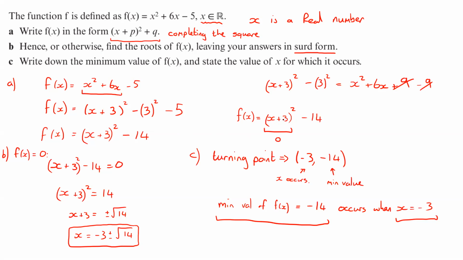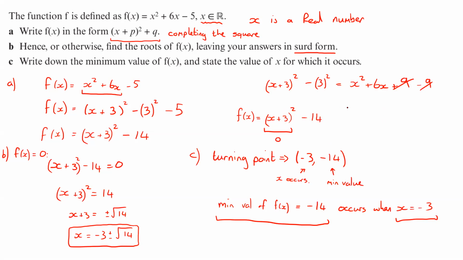And that occurs, how do I make this 0? Well, the x must be minus 3. Minus 3 plus 3 is nothing. So that's why this first one is minus 3. So that's why your x coordinate is minus 3. When that is 0, what is our function's overall value? Well, we've got nothing, take away 14. So our value of the function, when x is minus 3, is minus 14. And that's where the minimum value comes in.